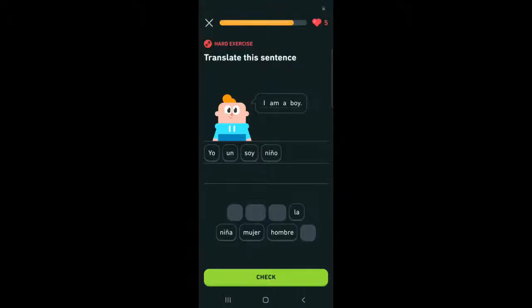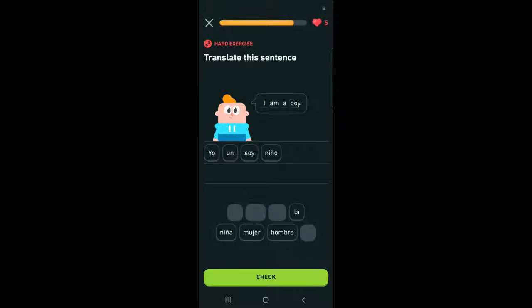What is I in Spanish? Yo. What is am in Spanish? Un. What is a in Spanish? A in Spanish is... So you just did this with I am a girl or I am a woman. And now you're doing I am a boy. I remember seeing you hit soy to see what soy means. I remember you hitting una, which is the same as un, to see what it means. Now you just have to do the translation the other way around.